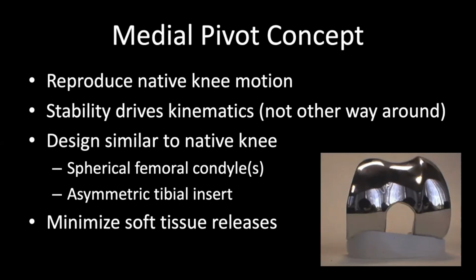So the medial pivot concept seeks to reproduce native knee motion and allow stability to drive the kinematics, not the other way around of trying to exactly match the kinematics of the knee to drive stability. And so in the medial pivot design, it is similar to the native knee based on the fact that it has a spherical medial femoral condyle, and some designs have a spherical lateral femoral condyle as well, along with an asymmetric tibial insert. And the goal of this is to also minimize the need for soft tissue releases.